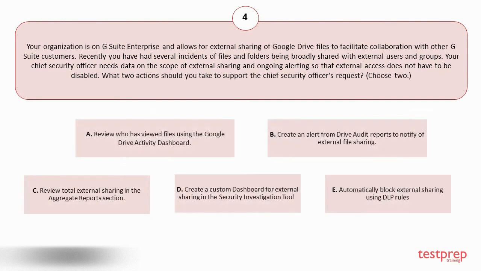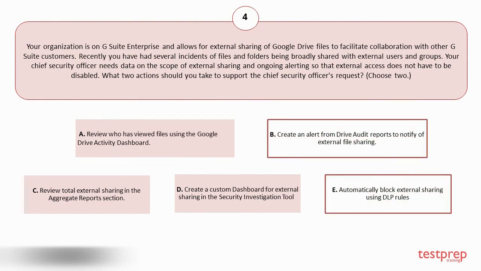Your options are: A. Review who has viewed files using the Google Drive Activity Dashboard. B. Create an alert from Drive Audit Reports to notify of external file sharing. C. Review total external sharing in the Aggregate Reports section. D. Create a custom dashboard for external sharing in the Security Investigation tool. E. Automatically block external sharing using DLP rules.